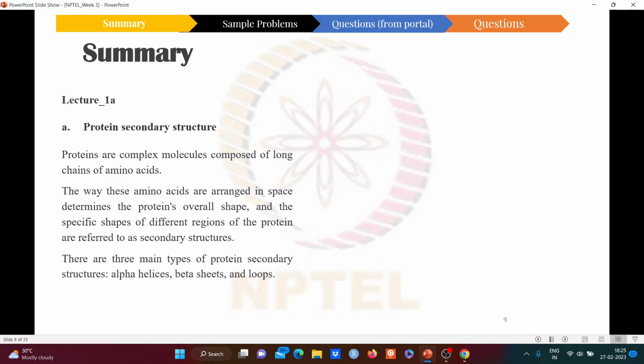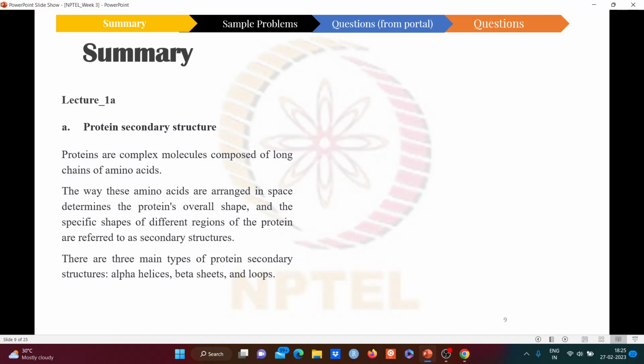There are three main types of secondary structures: alpha helices, beta sheets, and loops. Alpha helices are tightly coiled structures that resemble a spring. They are formed by a single polypeptide chain that coils around itself, forming a right-handed helix.